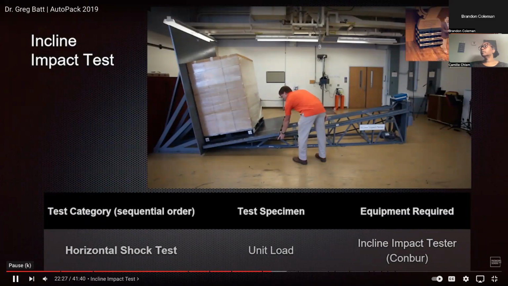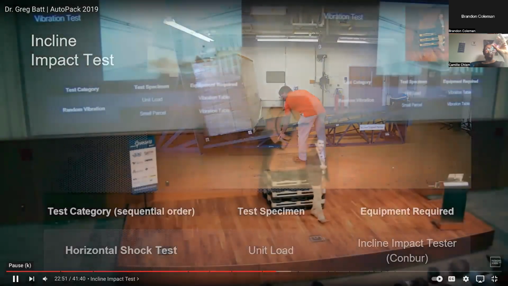Where does this come from? Truck driver hits the brakes, deceleration, backing up, hits the loading dock. The interaction of freight as we're cornering and braking and accelerating, decelerating is where we see these short duration, high intensity shock events. And so this is a very common test element for unit load testing.